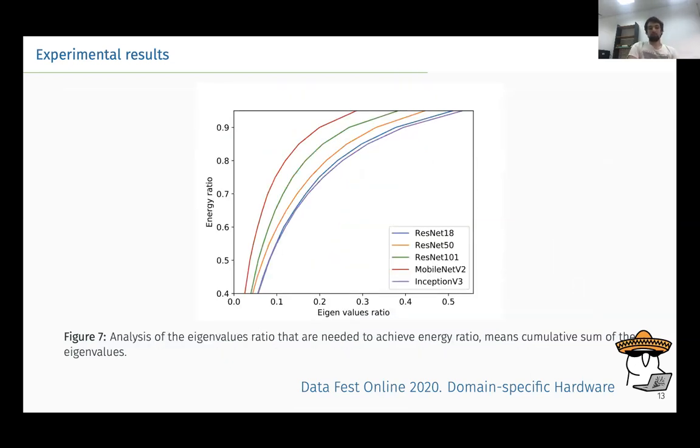We also checked the energy ratio, or how much variance is stored in those PCA components. We studied it for different networks, and you can see that more compact networks like MobileNet get more compressible activations. So 30% of the eigenvalues already store most of the energy, which might be a bit counterintuitive.